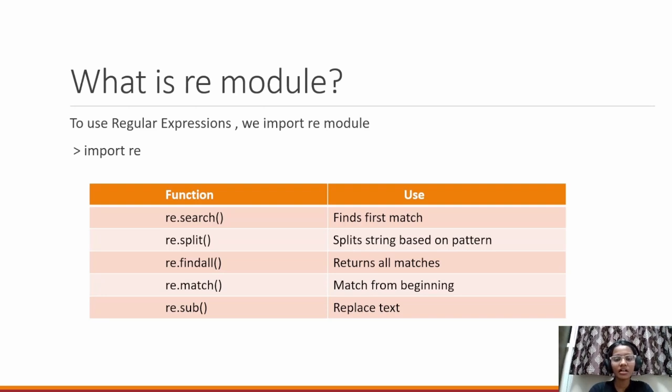re.search searches for a pattern anywhere in the text and returns the first match. re.split splits text based on a pattern. re.findall finds a pattern and returns all matching values. re.match matches the pattern only at the beginning of the string. re.sub replaces matching text with something else that we provide. So basically, the re module is a toolbox which Python uses to work with regular expressions.